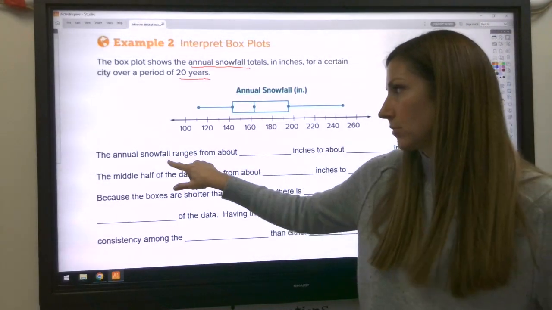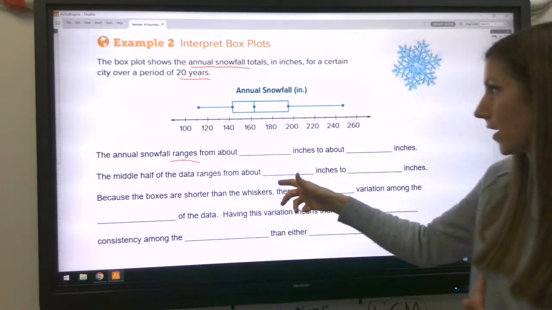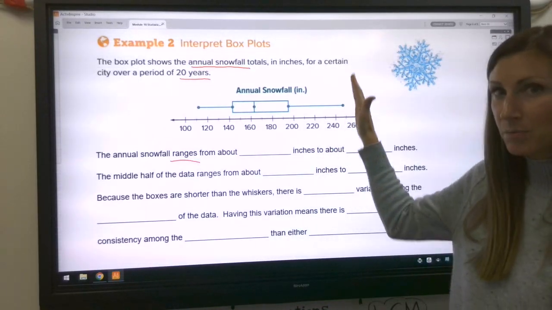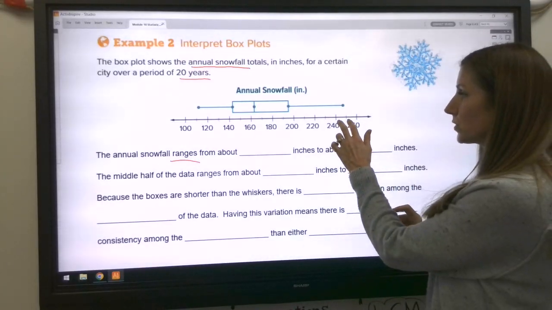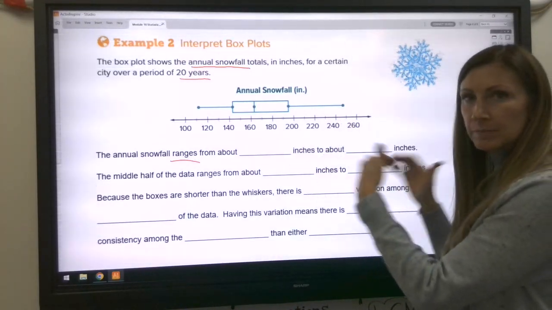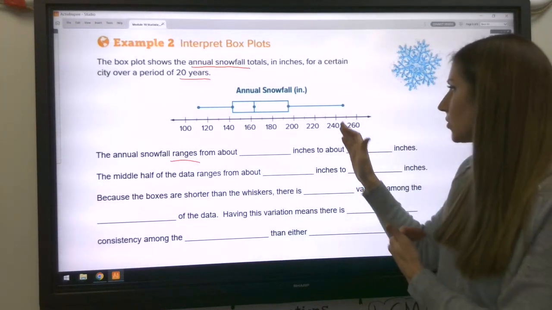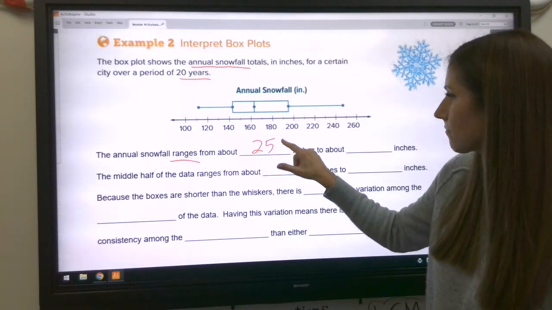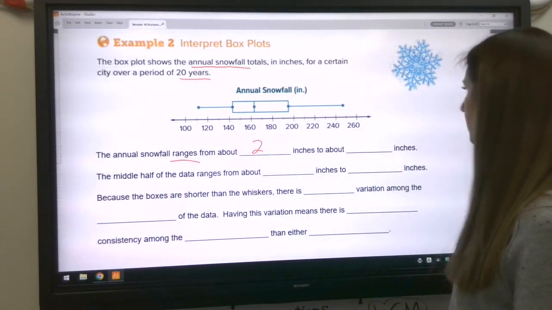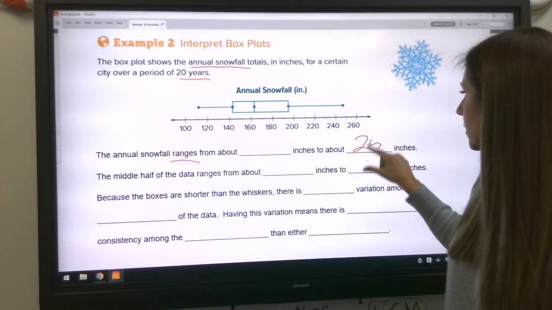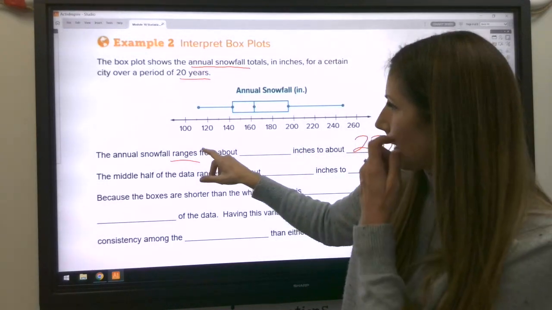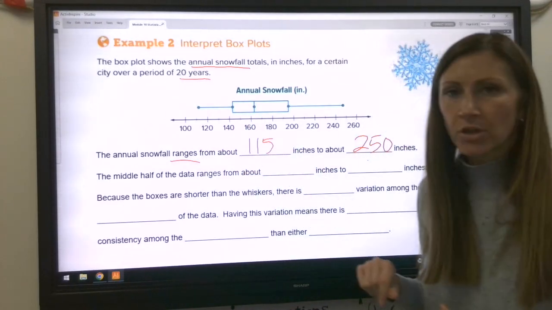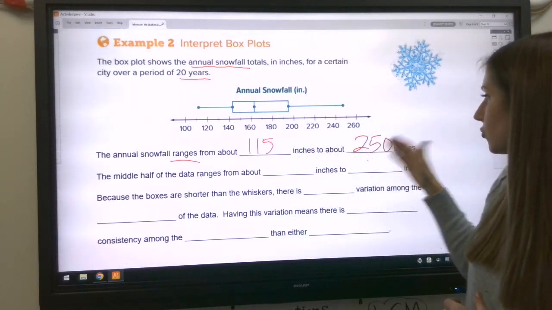snowfall ranges, keyword there, ranges from about, it's regular range. Now this one's interesting because they're not perfectly on a line. So you're going to go to the closest line on the line plot as you can get, right? So we're pretty close to that 250. Oh, I should start with the smaller one. Let's start with the smaller one. So 250 is over here. This one's about what? It's not right on it, but it's really close to 115, wouldn't you agree? So 115 inches to about 250 inches.